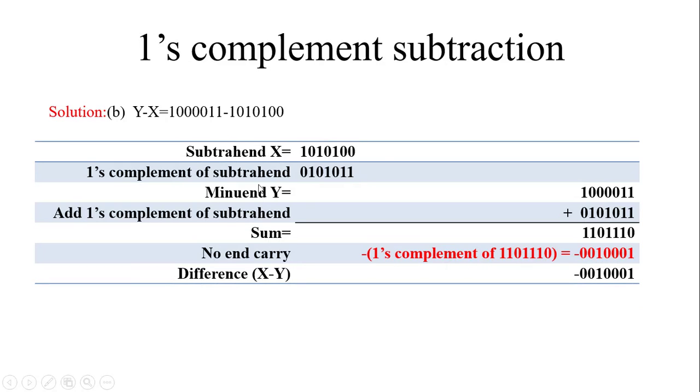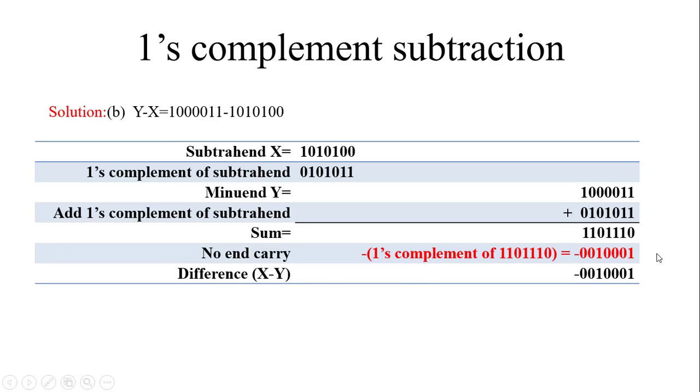This is part B, where the subtrahend is x, so we have to take ones complement of the subtrahend. This is ones complement of the subtrahend. We add this ones complement of the subtrahend to the minuend. So this is addition, again this is the addition process. So look, this is again a 7-bit number, so we have no end carry over here. So what we need to do is take ones complement of the sum of these bits. So this is ones complement of these bits, and put a negative sign in front of this number. So this is a negative number basically.